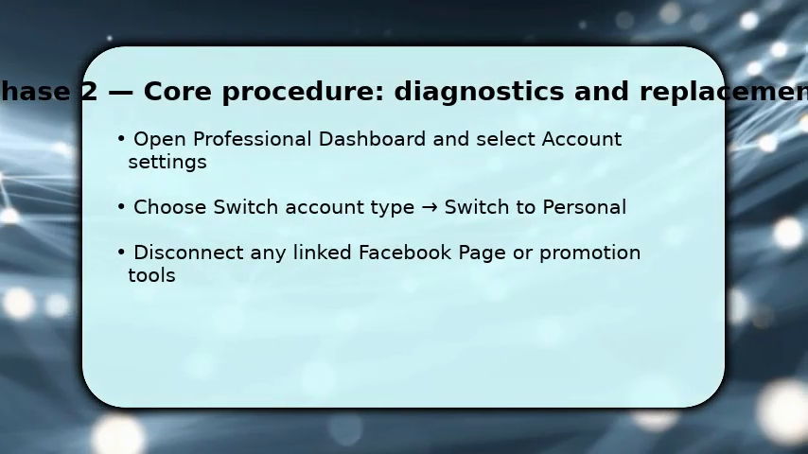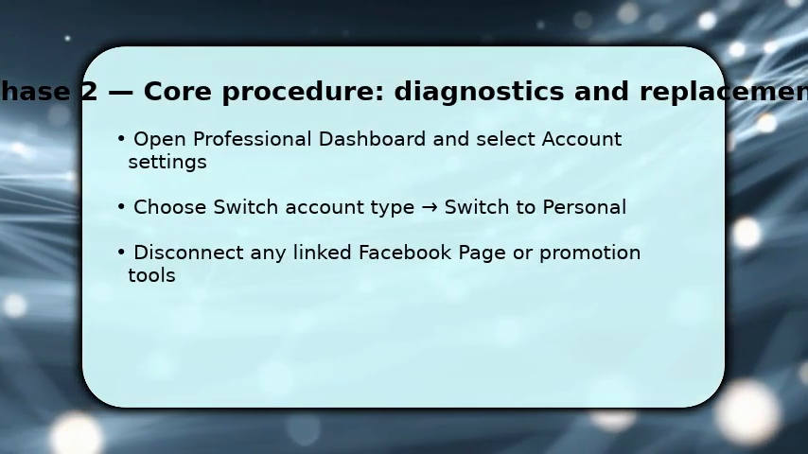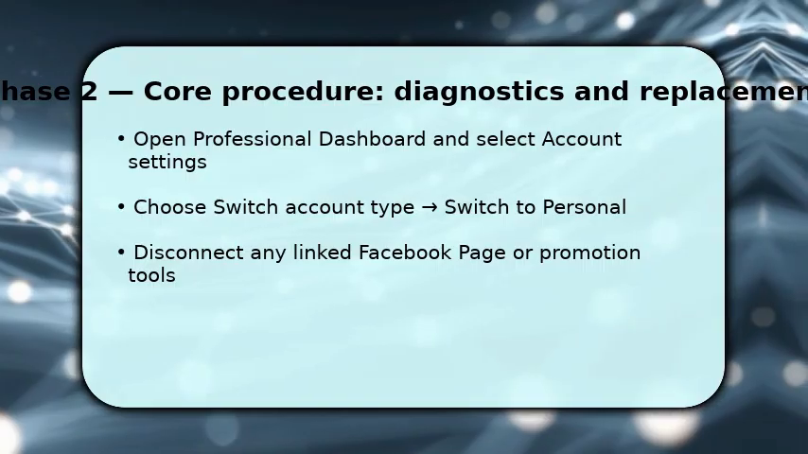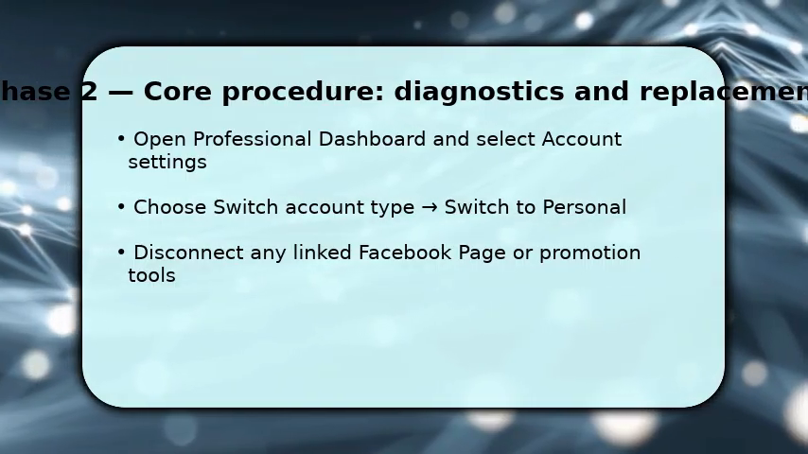You will now remove the professional features. Tap Professional Dashboard, then find Account Settings. Choose Switch Account Type and select Switch to Personal. This reverses the creator or business status.